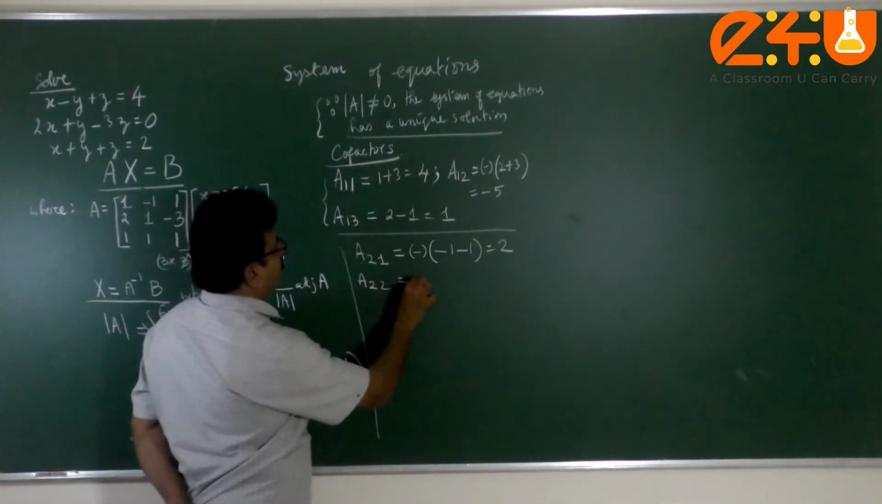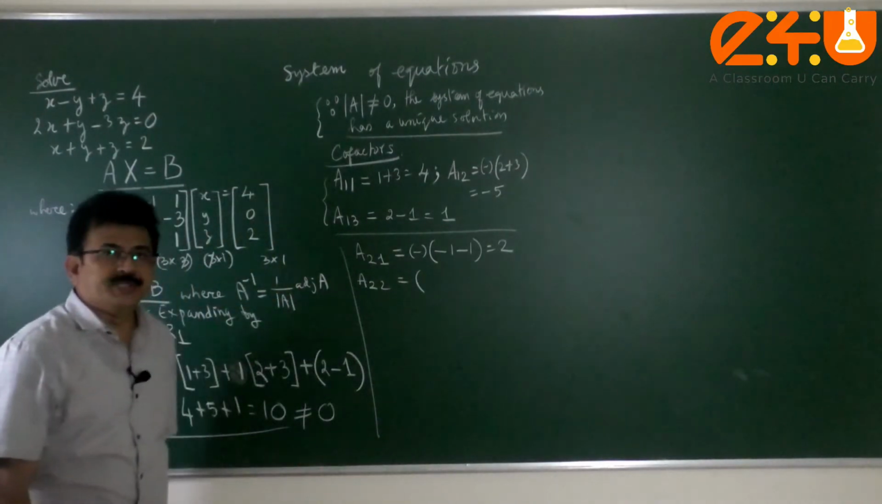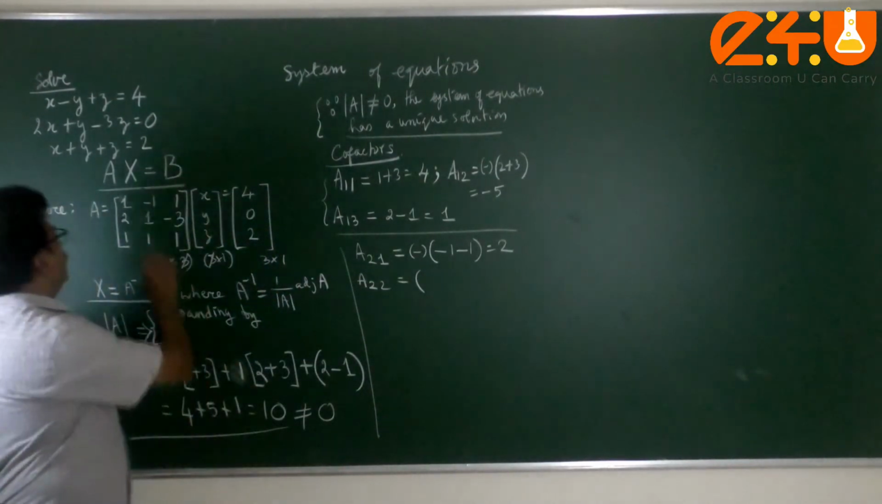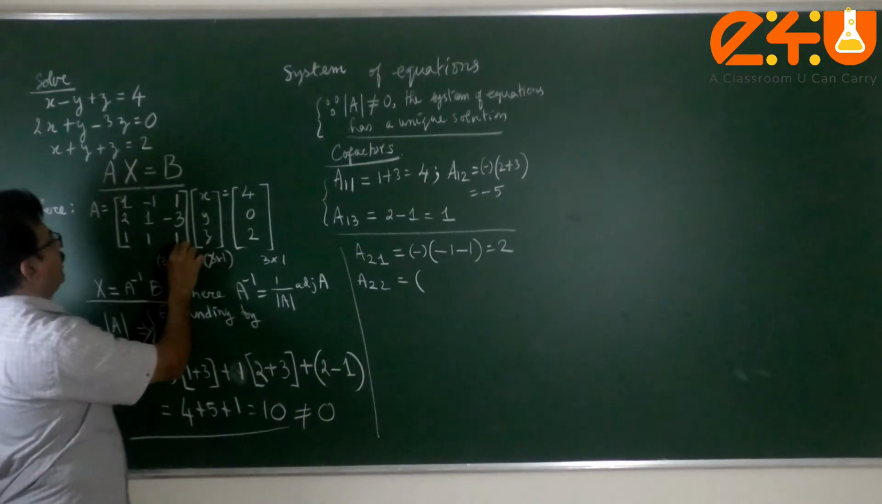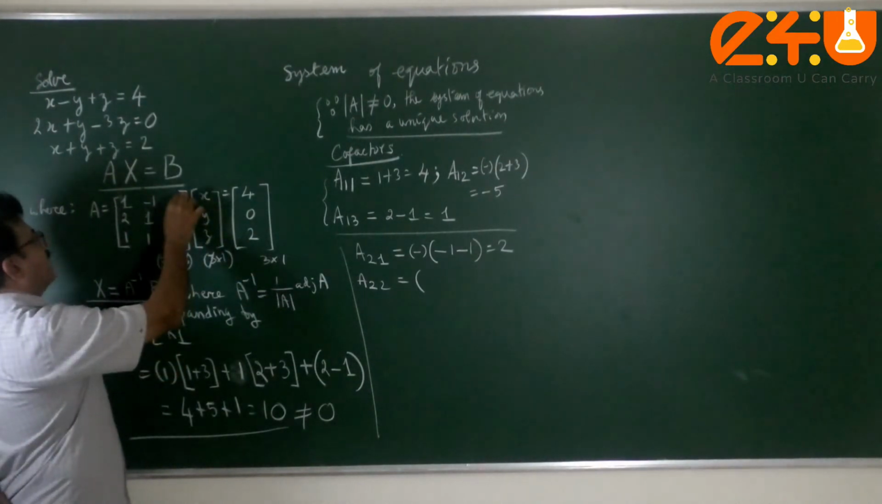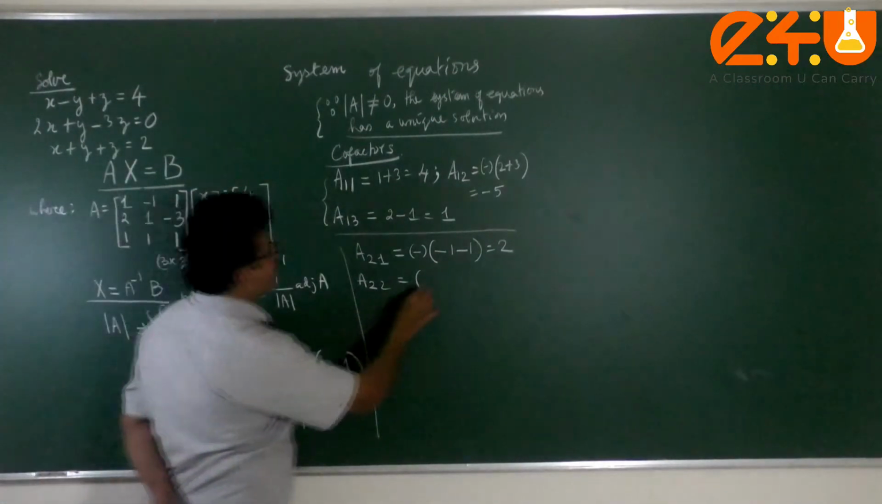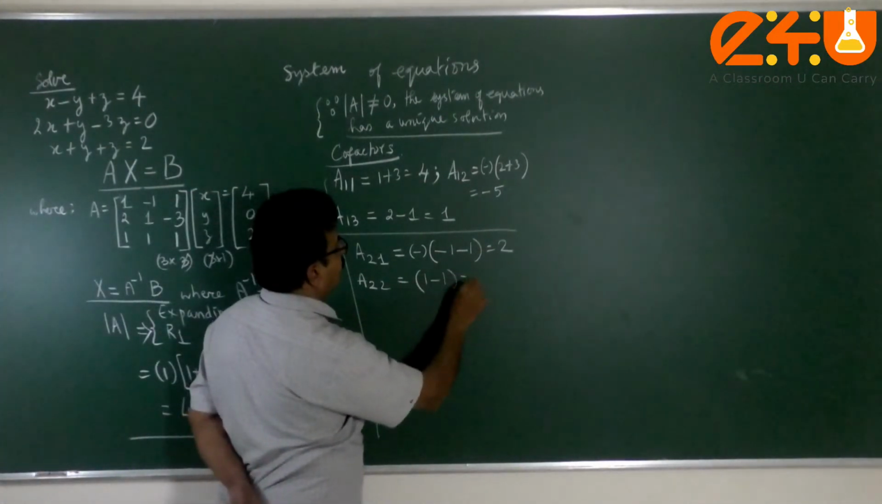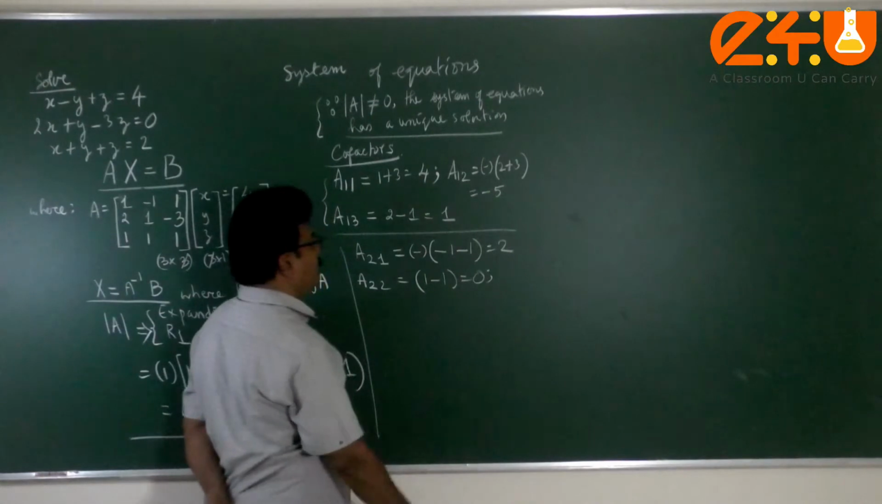Continue. For the 2, 2 element, it's simply the minor. So it is 1 across 1 into 1, and reverse across 1 into 1. So it is 1 minus 1, giving you an answer 0.